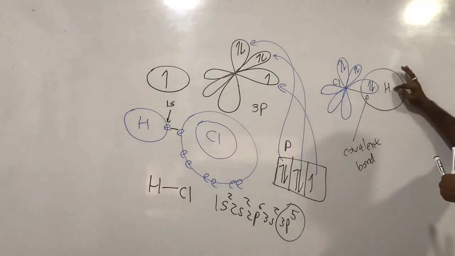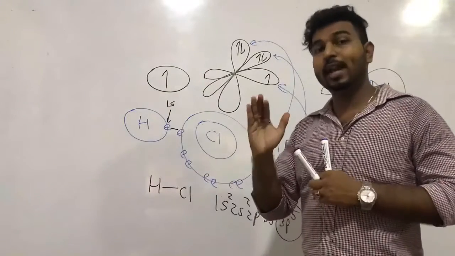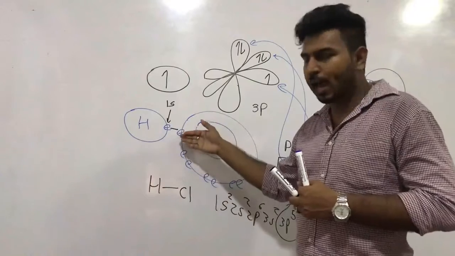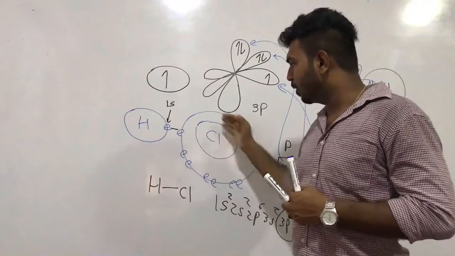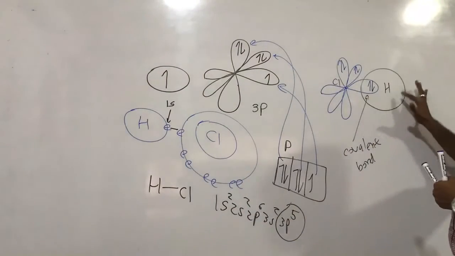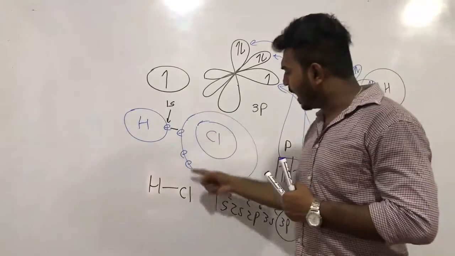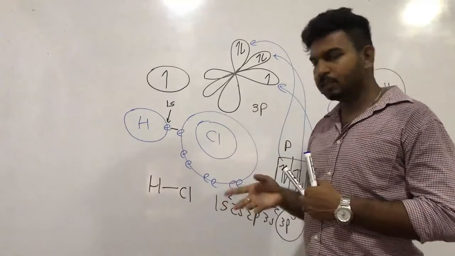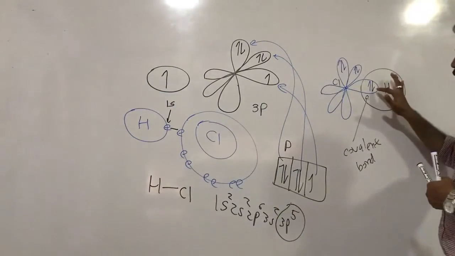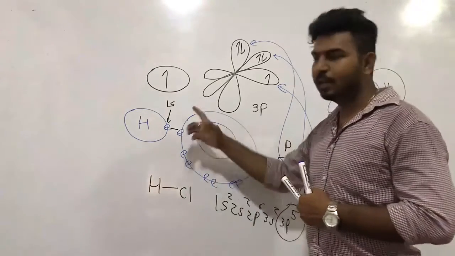Now hydrogen has 2 electrons. Hydrogen needed 2 electrons to get stable. So hydrogen has 1 electron and it shares 1 electron from chlorine. So now it has 2 electrons, and hydrogen is stable. Then chlorine had 7 electrons and needed 1, so it shared 1 electron of the hydrogen atom. So now it has 8 electrons.